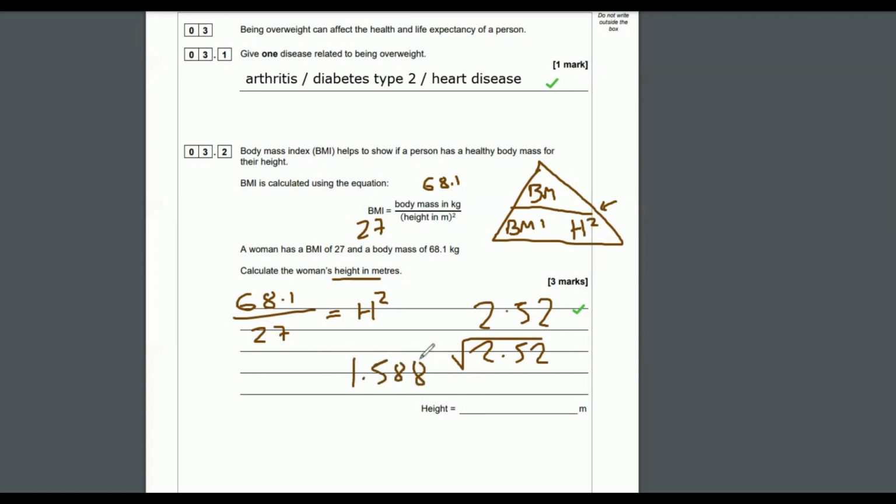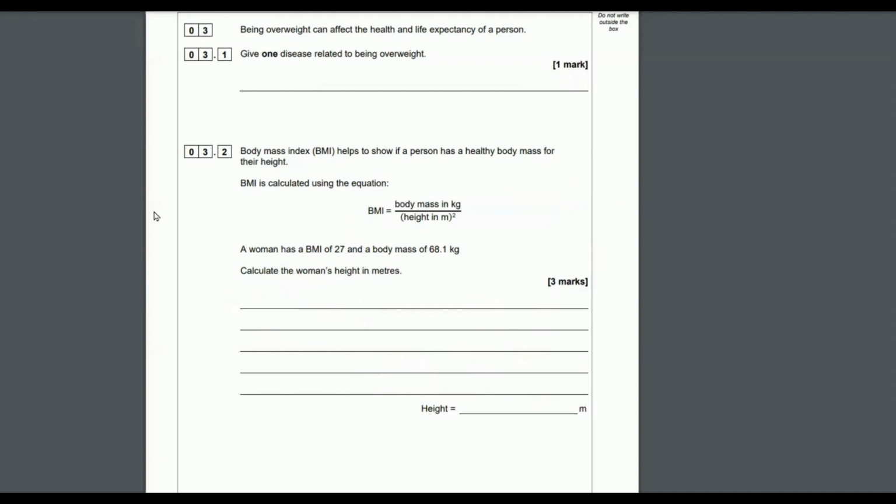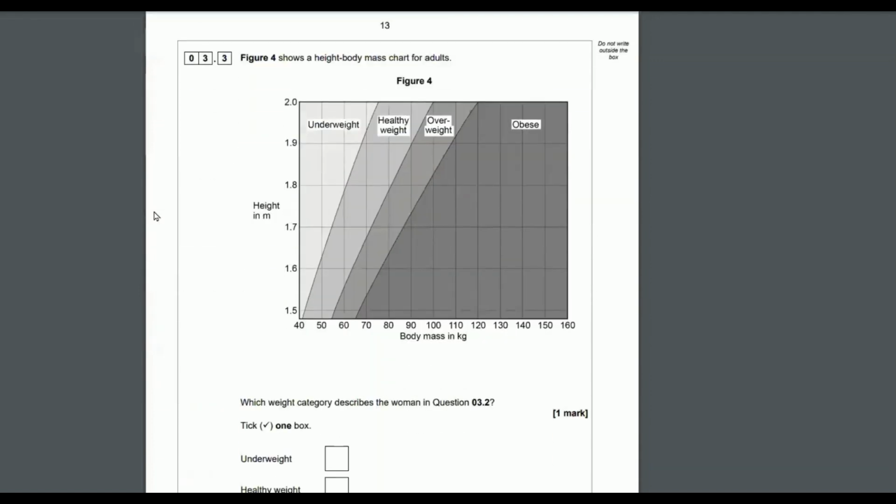And I'm going to round that up because 8's bigger than 5 to 1.59 meters. Now, in order to get that, I could have just got rid of the square there by square rooting both sides. So you could just do the square root of 68.1 over 27 and smash that in your calculator. Don't forget to put those things in brackets, but you'll get 1.59 and you'll pick up 3 beautiful marks. Okay. Let's go down to 3.3.